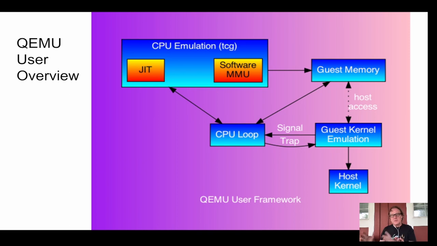And the guest kernel emulation, apart from fixing up signals and so forth, the bulk of what it does and handles is system calls. And for the vast majority of system calls, it just translates a couple of things, maybe widens addresses, since the host and guest addresses are different sizes, and calls the host kernel to do the implementation.